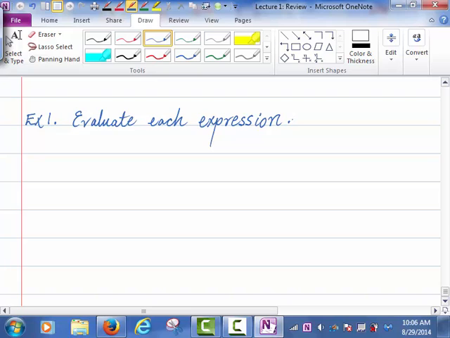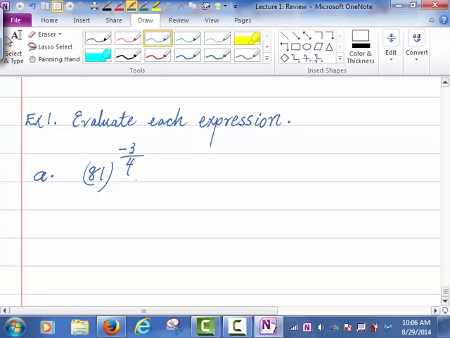And you are not allowed to use the calculator when you evaluate the expression, okay? So I am looking for an exact value instead of a value from the calculator. So let's say A, you have 81 to the negative 3/4. Okay? That's what we want to evaluate.